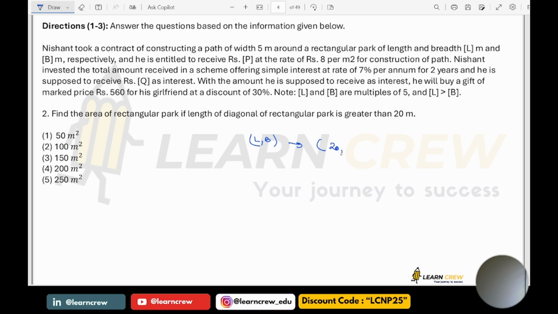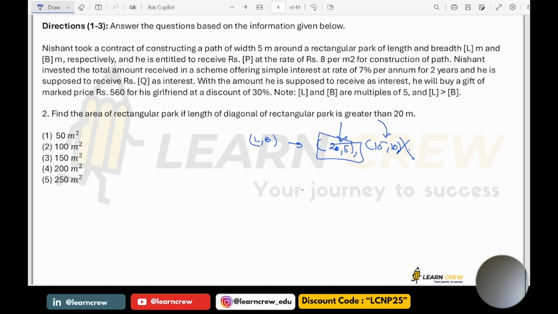One is 20 comma 5, the other is 15 comma 10. If I take 15 comma 10, greater than 20 is not satisfied. So the only possibility for L and B would be 20 and 5.